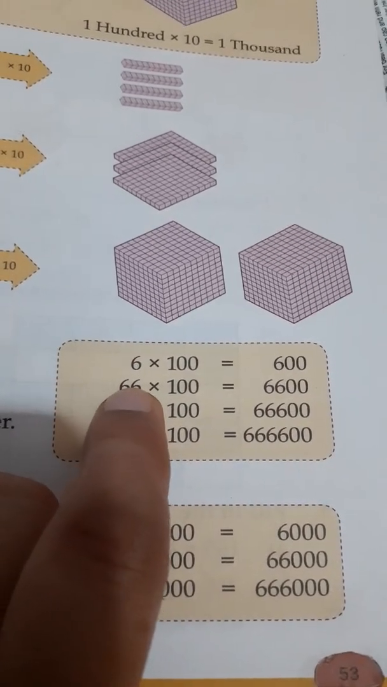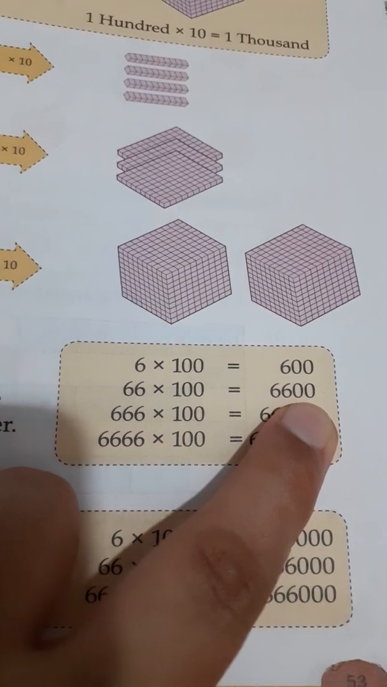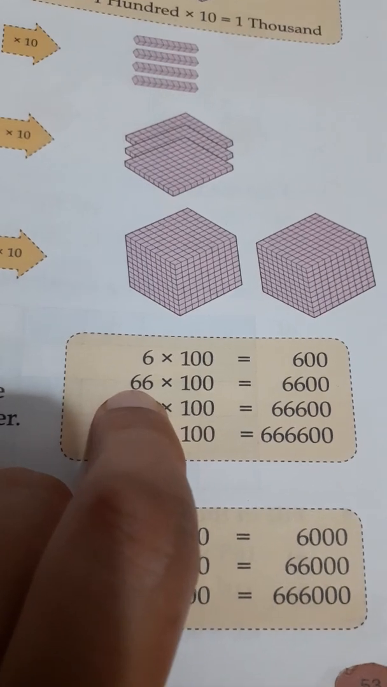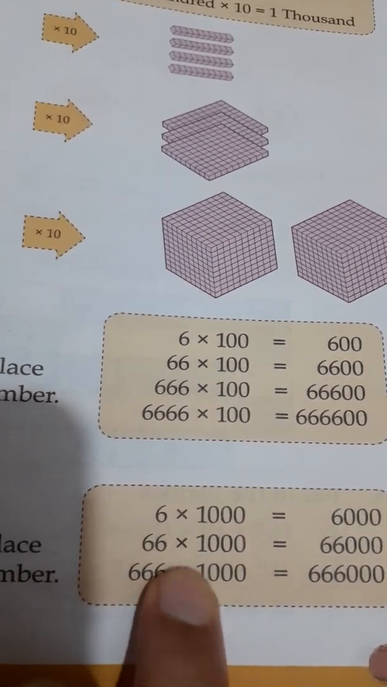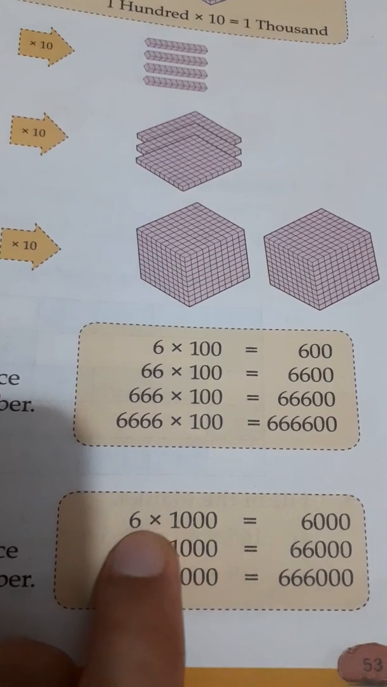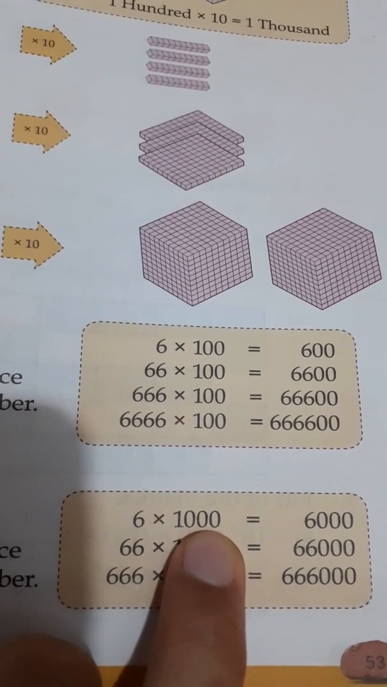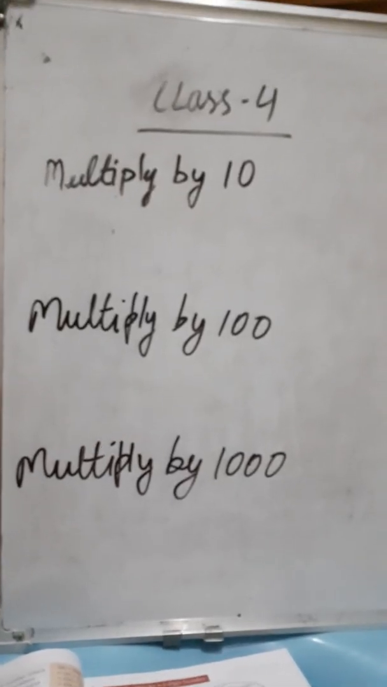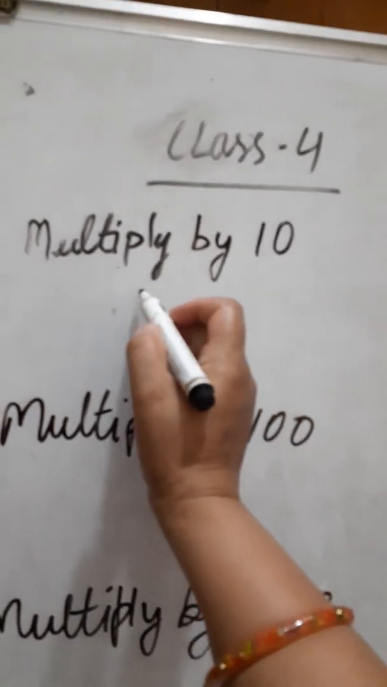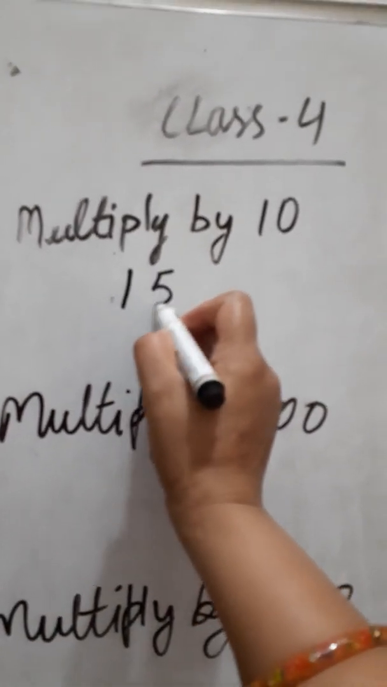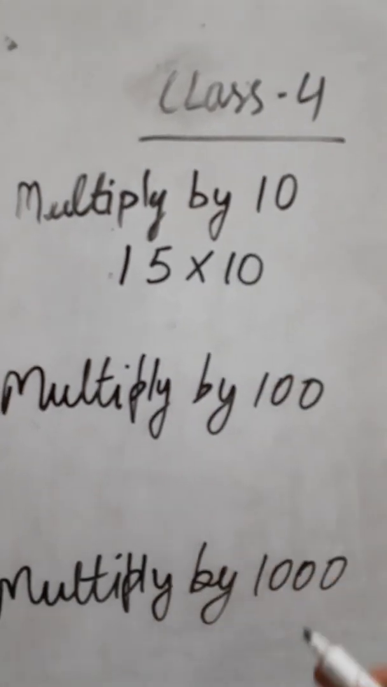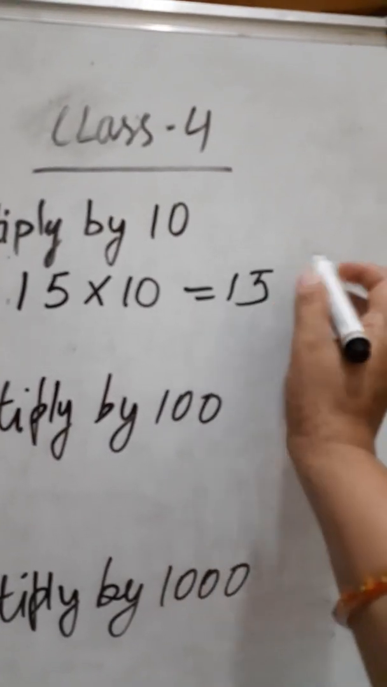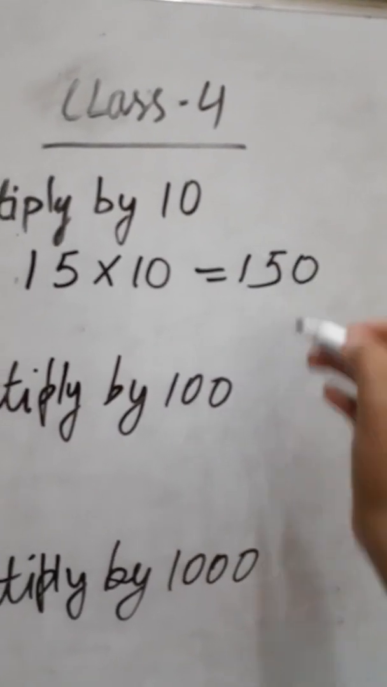In the same way, if we multiply 66 by 100, then we simply put 2 zeros just after the number 66. In the same way, in multiplication by 1000, we simply put 3 zeros because there are 3 zeros in 1000. Let us take one example of each. Let's suppose I have the number 15 and I multiply it by 10. What I have to do is put 1 zero just after the number 15.